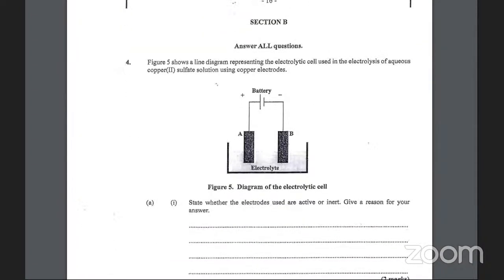All right, we have electrolysis. It says Figure 5 shows a line diagram representing the electrolytic cell using the electrolysis of aqueous copper sulfate using, importantly, copper electrodes. You have active electrodes and you have inert electrodes.